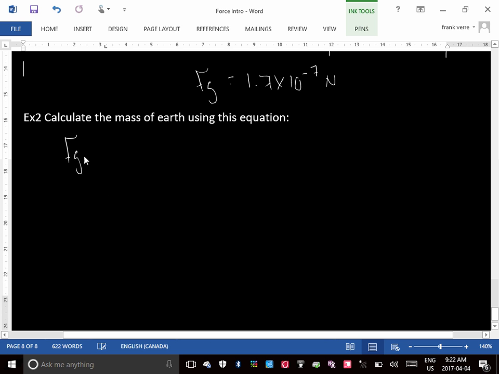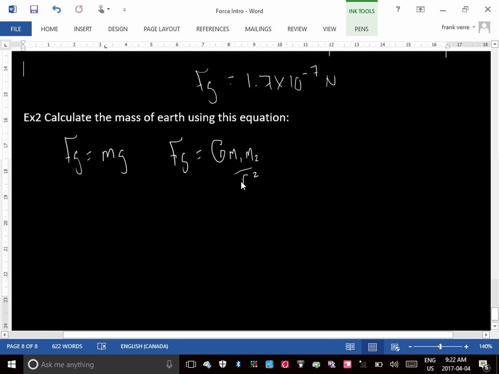Because we have an equation for weight, which is mg, right? And we have an equation for the universal law of gravitation, which is big G m1 m2 over r squared. So we're going to derive a new equation. But before we derive a new equation, I'm going to ask you a simple question.